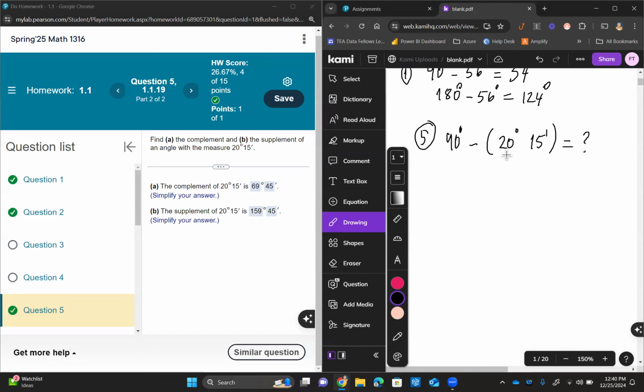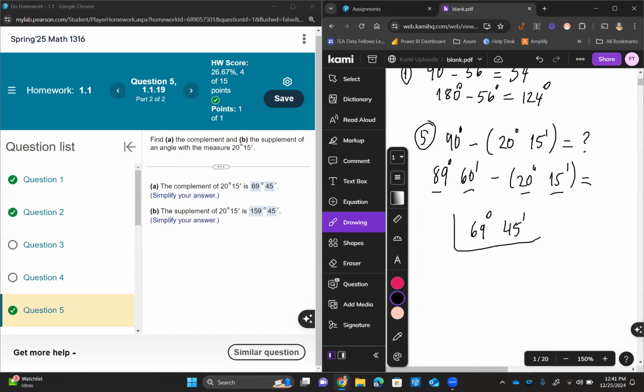Now, because this is only degrees, but this is degrees and minutes, I'm going to rearrange this number. Instead of 90 degrees, I'm going to write it as 89 degrees and 60 minutes, because every 60 minutes is a degree. So it's still 90 degrees, and I will subtract 20 degrees and 15 minutes from this. We should really handle the minutes first. If you subtract 15 minutes from 60 minutes, that gives me 45 minutes. And then I can do 89 minus 20, which will give me 69 degrees. And this is how I handle the first part about finding the complementary angle.